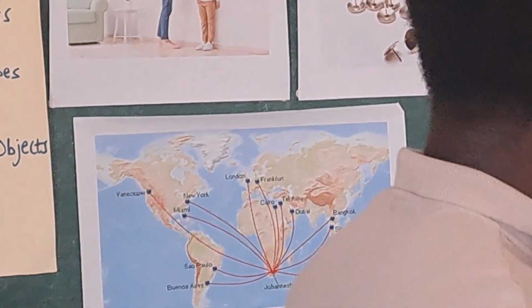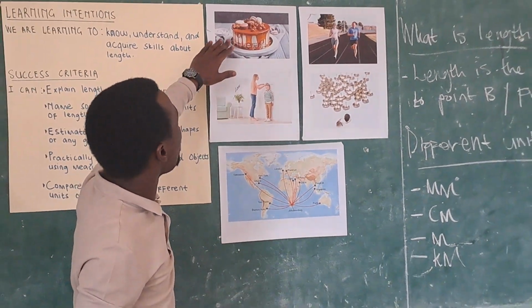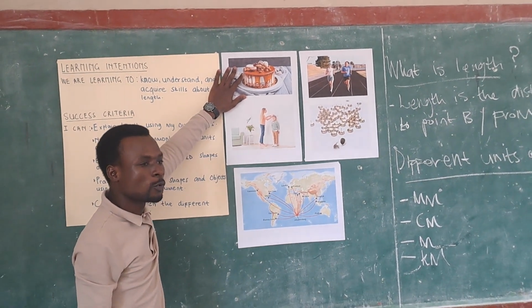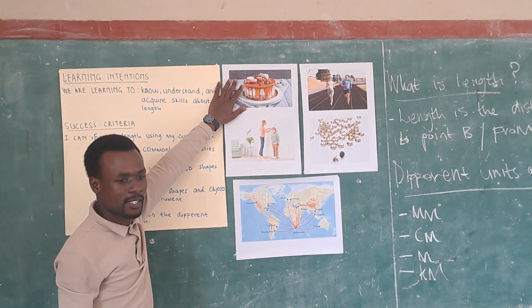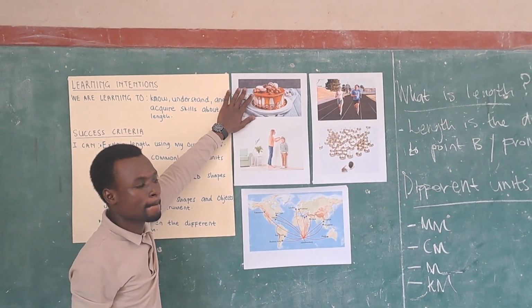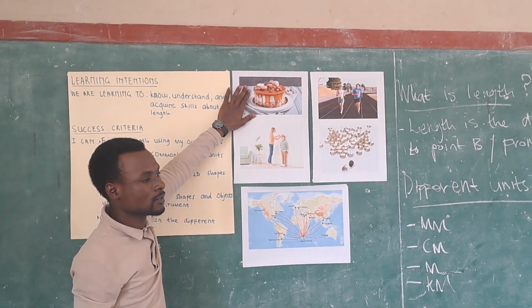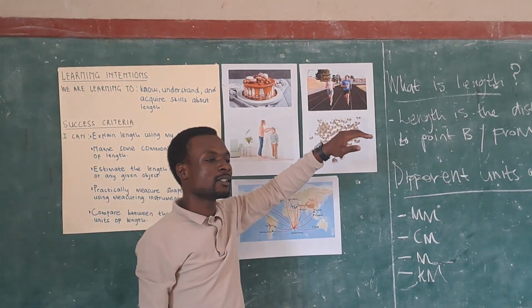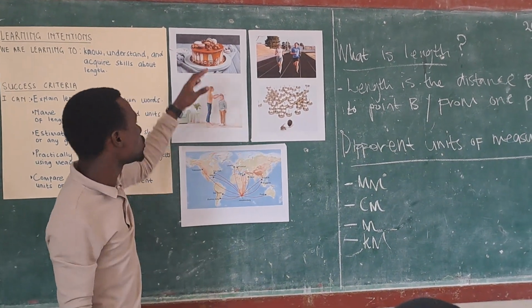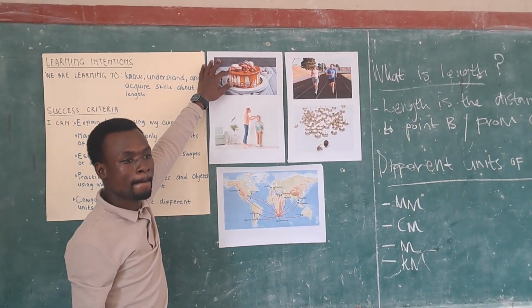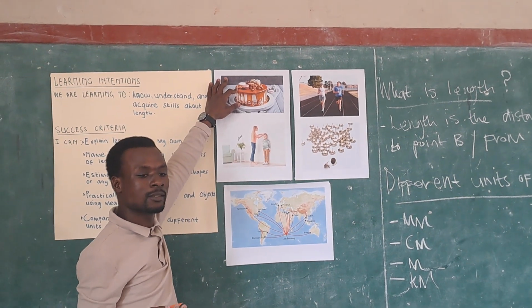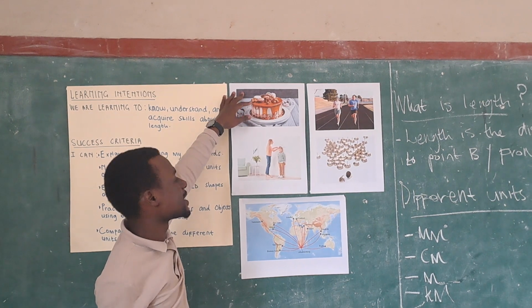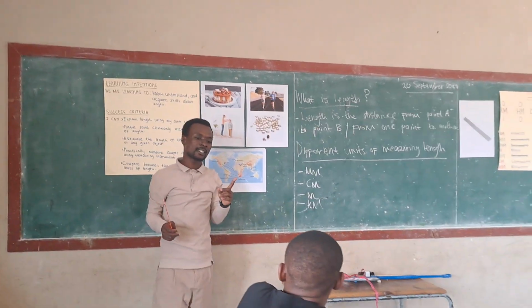It's length. So when measuring this cake, let's say I have this cake with me, then you have to measure this cake. Which measuring instrument are we going to use to measure this cake? Millimeter. And we're going to use millimeter as our unit. And which measuring instrument are we going to use? Are we going to use a trundle wheel to measure this cake? No. Why don't you use trundle wheel? Because the trundle wheel is used to measure distance on the ground. Exactly.